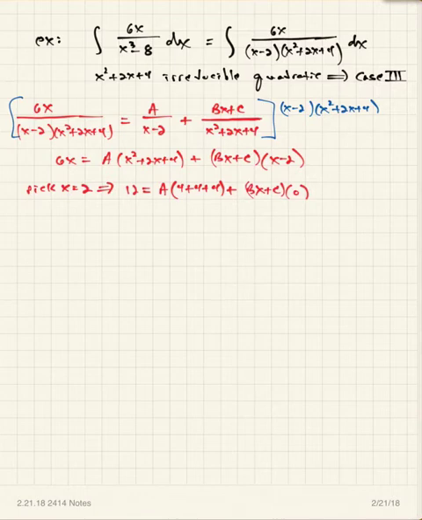And so what do we get here? The 12 is equal to 12a. That's nice. And so you get that a is equal to 1. Yes, we've got one of the constants. And not bad either.